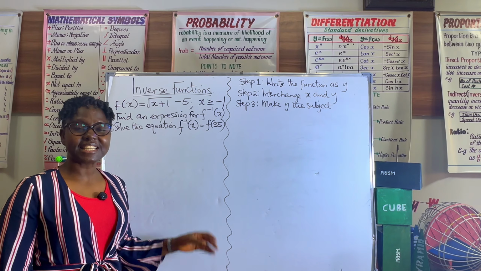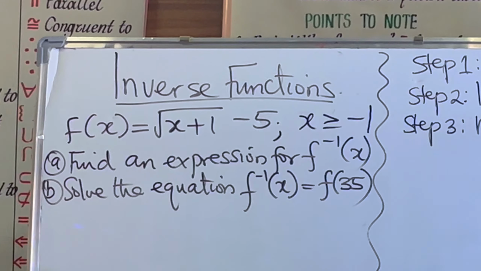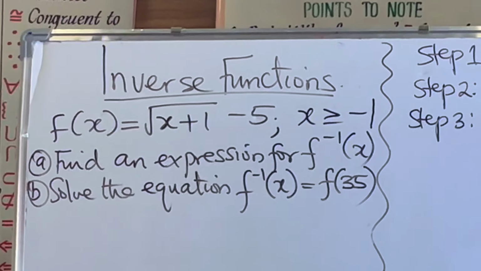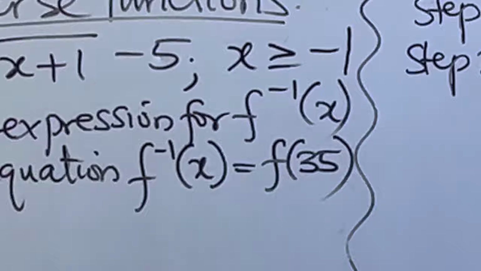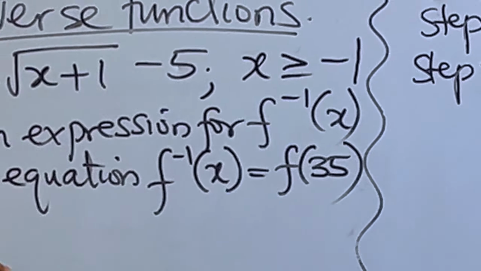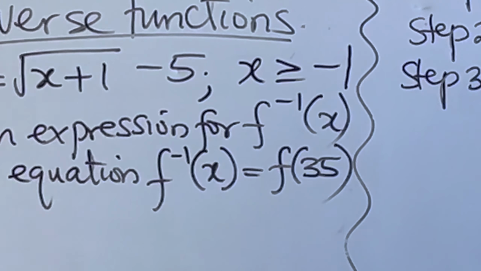Inverse functions, let's take another example. We have this function f of x is equal to the square root of x plus 1, minus 5, for values of x greater than or equal to -1. We're supposed to find an expression for the inverse of f of x and then solve the equation where the inverse of f of x is equal to f of 35.